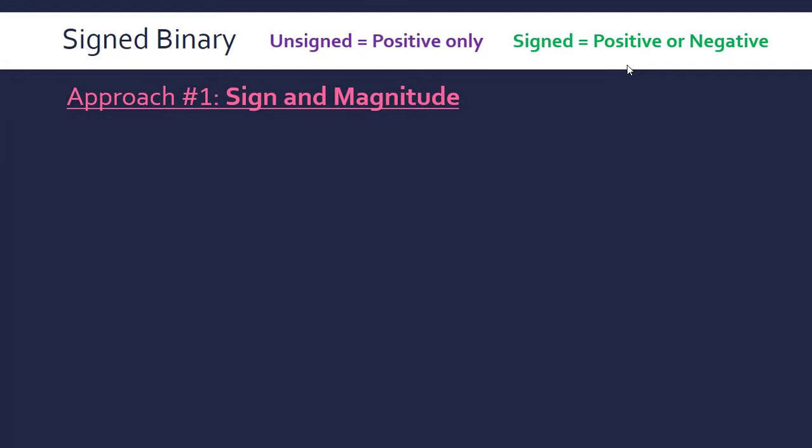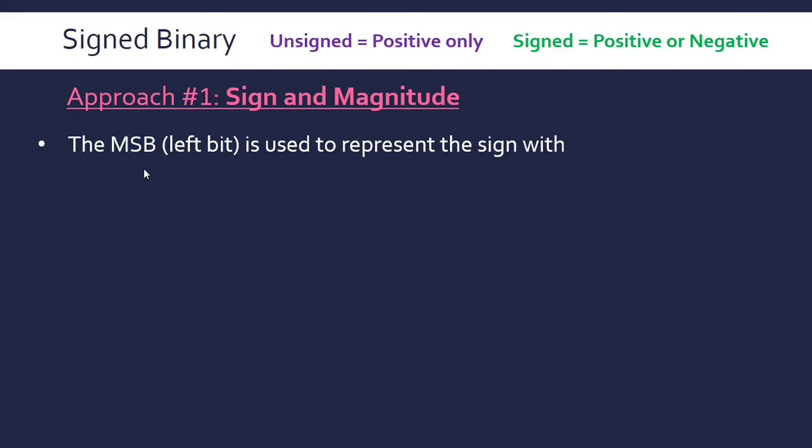So there are quite a few approaches. There are two we're going to look at. The first one being sign and magnitude, which is the most logical approach, to be honest, because we've got to somehow represent the negative number, so like -5, we've got to represent the minus in our binary. So the way sign and magnitude works is the most significant bit, which is the left bit when you write out a number, the least significant bit is the furthest right bit, but we're talking about the left bit here. This is used to represent the sign, with 0 representing a positive number and 1 representing a negative number.